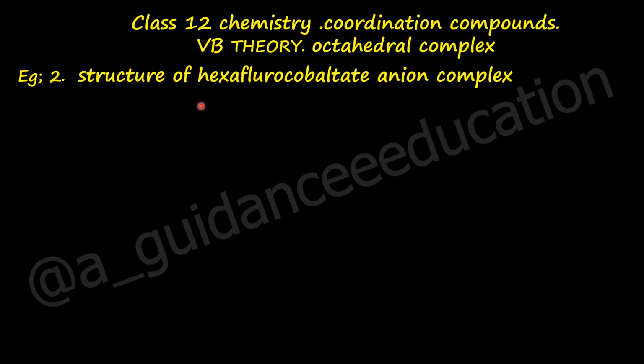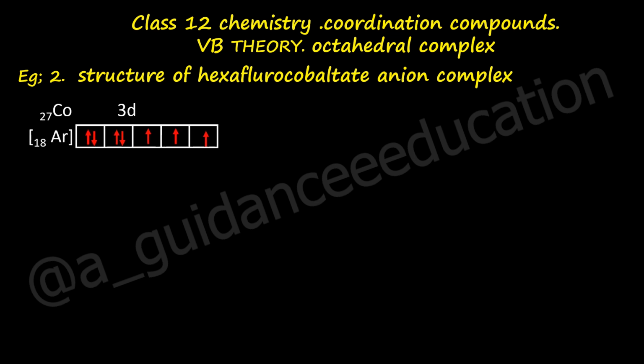In this video, we are going to see another example, the structure or formation of the hexafluorocobaltate anion complex. The charge on this complex is 3 negative. In this case also, cobalt is the central atom. There are 6 fluoride ions attached to it. Hence, it is octahedral. We will see the orbital picture of cobalt atom.